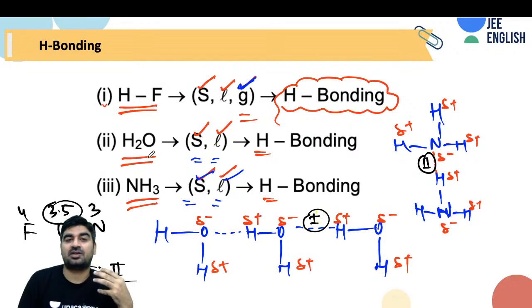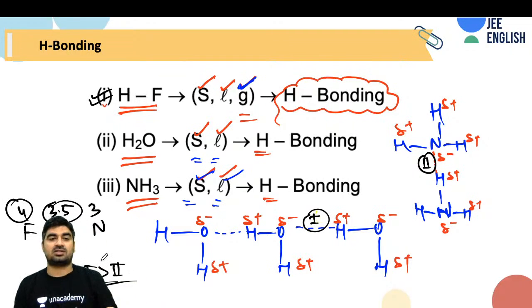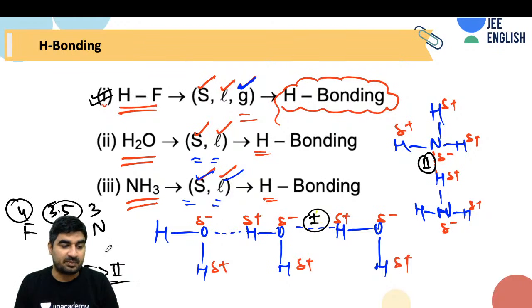Similarly, if instead of it there would have been HF, that would have been much more stronger because fluorine is more electronegative. The more the charge developed, the more stronger will be the bond. Got it? Got it, guys? Any doubt? No doubt now?